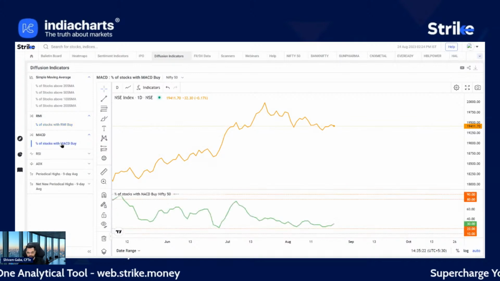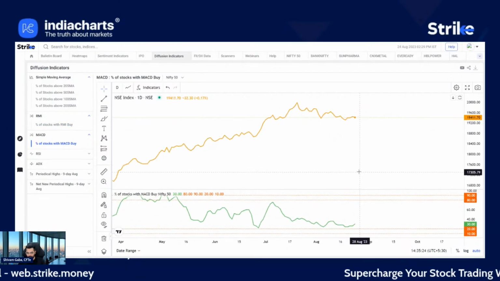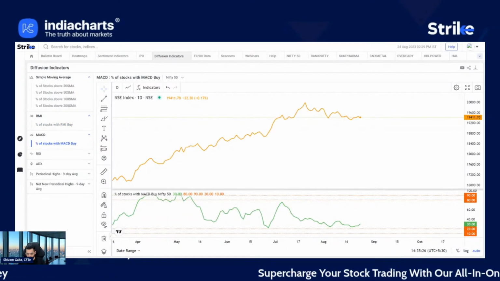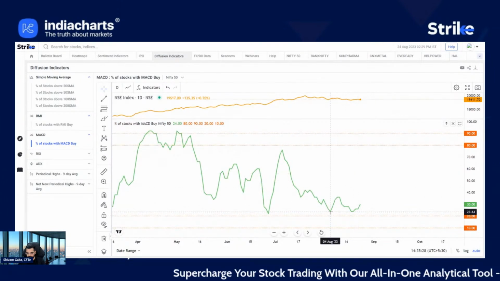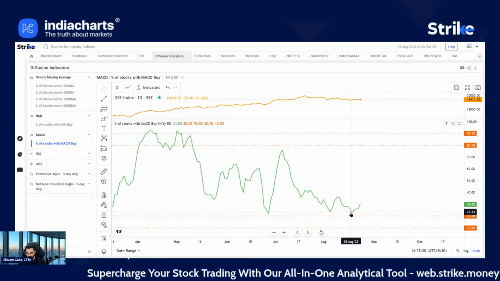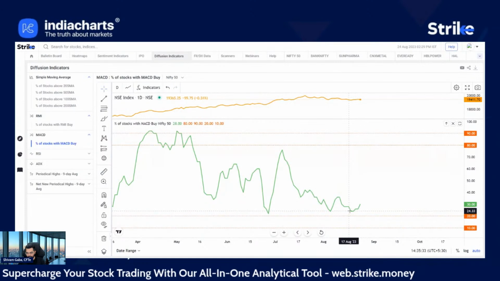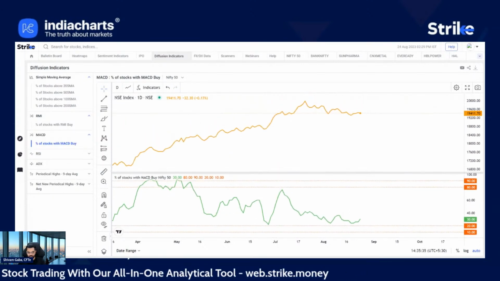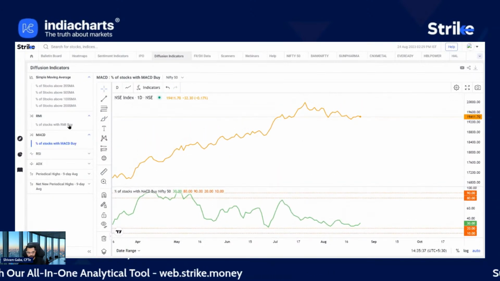Let me look at the same with the MACD buy as well. So yeah, this has slowly started to turn. If you look closely, from this 23 to 24 kind of range, it's starting to pick up. So stocks are turning, is what is visible from these indicators.